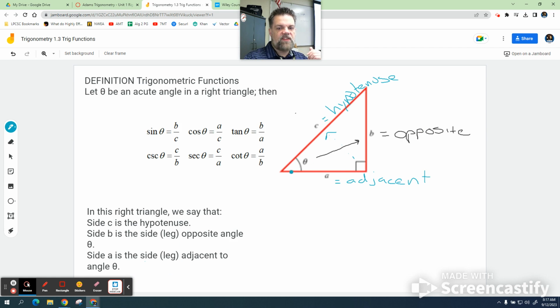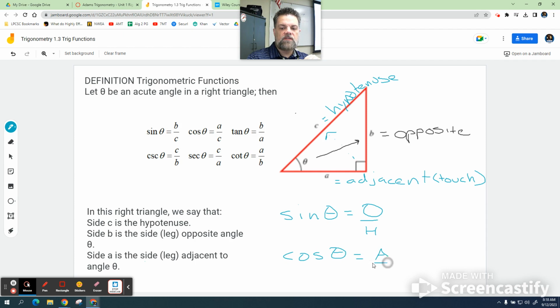So this is opposite of theta. This is adjacent. Adjacent really means touching, that word. So what we're saying is this is the side that touches theta. Well, the hypotenuse touches it too, but the hypotenuse is across from the 90-degree angle. So when we talk about Chief SOHCAHTOA, really sine of theta is equal to the opposite over the hypotenuse. Cosine of theta is really equal to the adjacent over the hypotenuse.